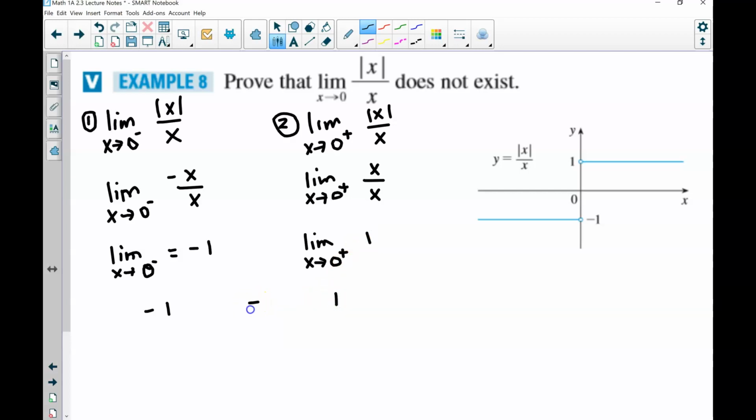Now these do not equal each other, and since they do not equal each other, then we would say that we proved that this limit does not exist.